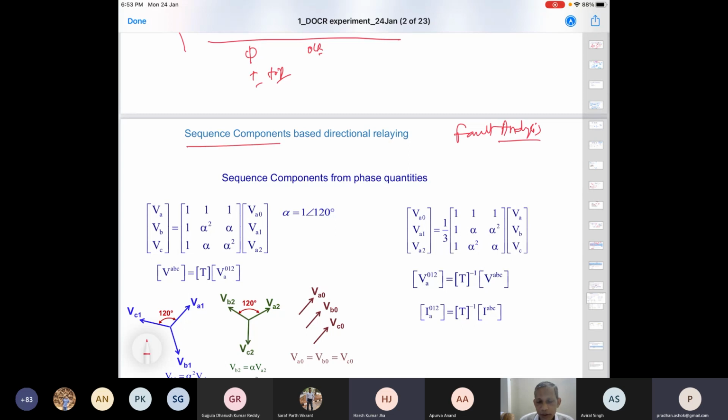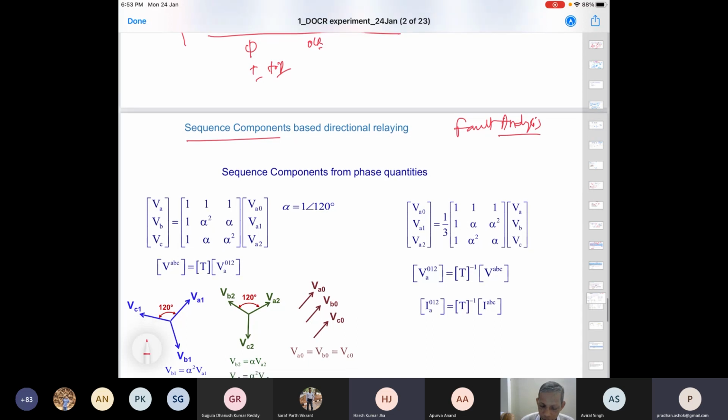So what is being done? The phase quantity is being transferred to a sequence component-based approach. So this is VA, VB, VC. This is a transformation matrix called T. This matrix can convert the corresponding three quantities into zero sequence, positive sequence, negative sequence. 0, positive, and negative. 0, 1, 2.